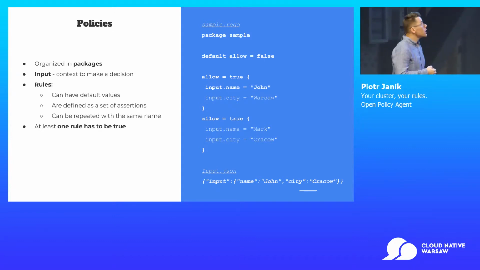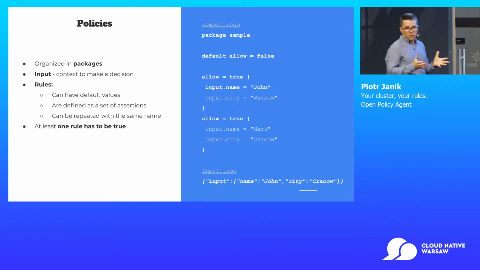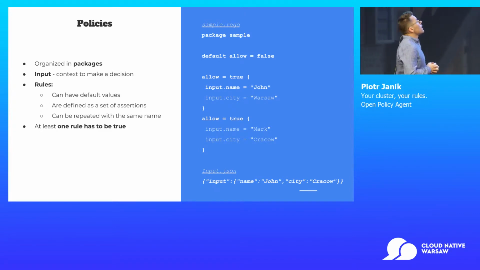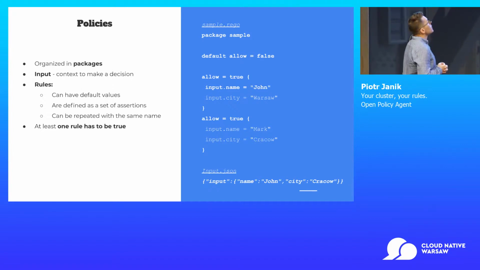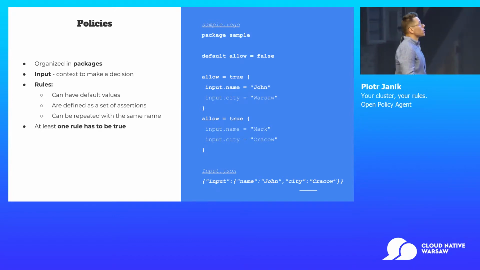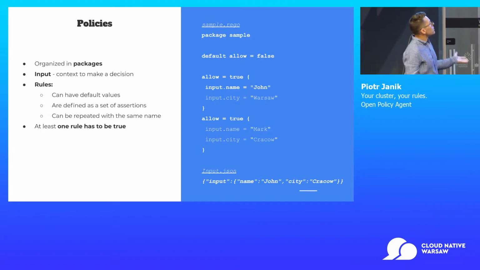to make a decision. So in this file, sample Rego, we see two rules, hello, the same name, but at least one has to be true. The first rule means that we expect a name from the input to equal John and city from the input to equal Warsaw. The second rule, also named hello, we expect input name to equal Mark and city to equal Krakow. And down there is this example of an input object. We see here that the name of the person is John and he comes from Krakow.